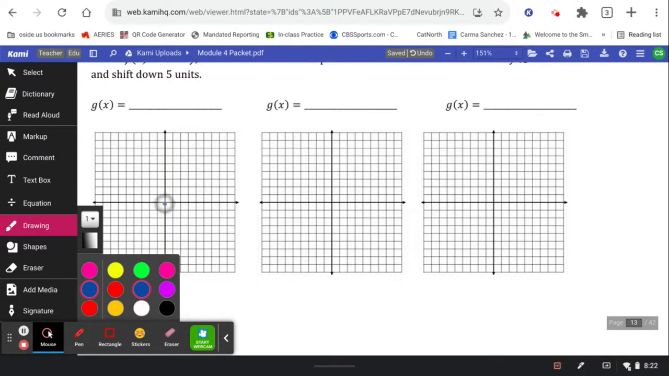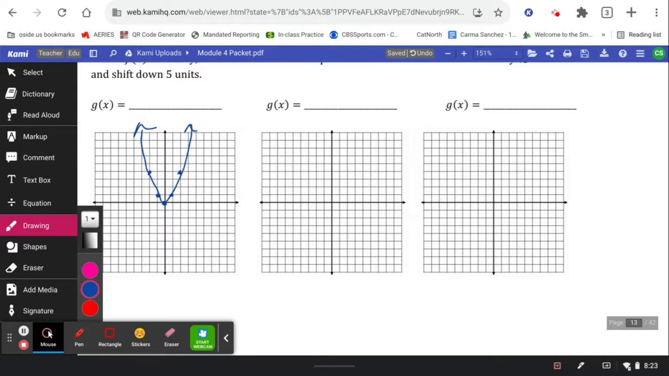All right, we did number 20 in class. It wants you to put the parent function on each of these graphs first. So go ahead and take a minute and put the parent function on each of these graphs first. So starting at the origin, going out one, up one.